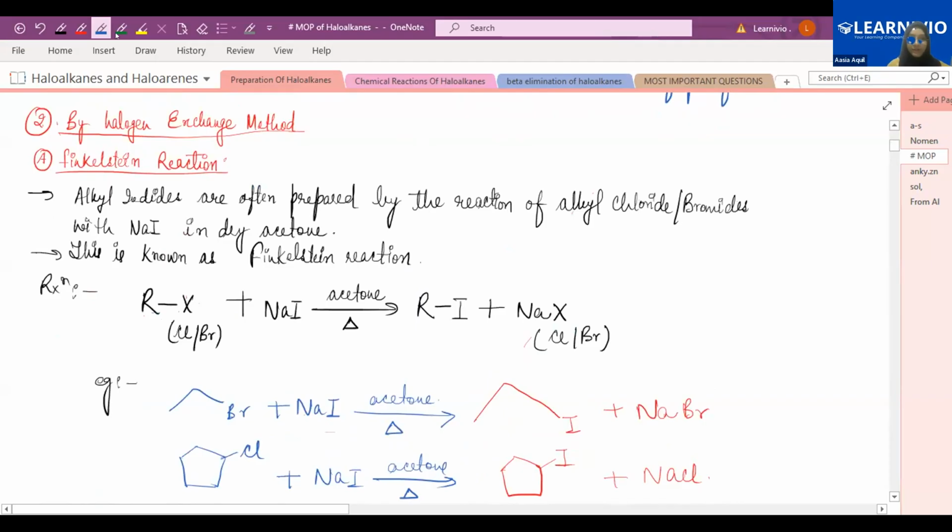So what is Finkelstein reaction? Basically, by Finkelstein reaction we prepare alkyl iodide, by the reaction of either alkyl chloride or bromide with sodium iodide. What is the reagent? We use the reagent sodium iodide in dry acetone.